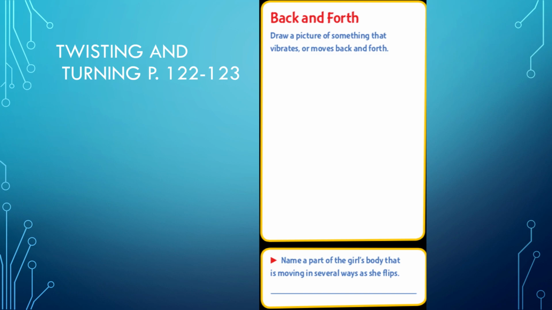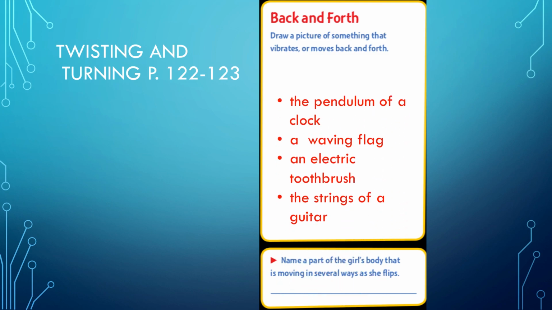Let's review. Back and forth. Draw a picture of something that vibrates or moves back and forth. You might have drawn a picture of the pendulum of a clock, a waving flag, an electric toothbrush, or the strings of a guitar. These are some examples of things that vibrate or move back and forth. Name a part of the girl's body that is moving in several ways as she flips. She's moving her arms. The arms move up and out.